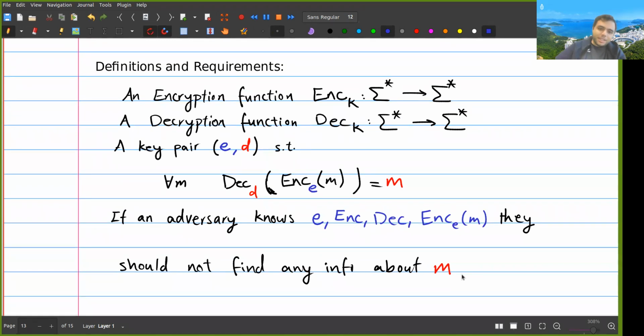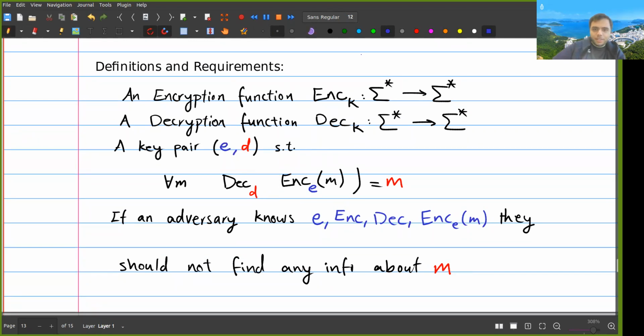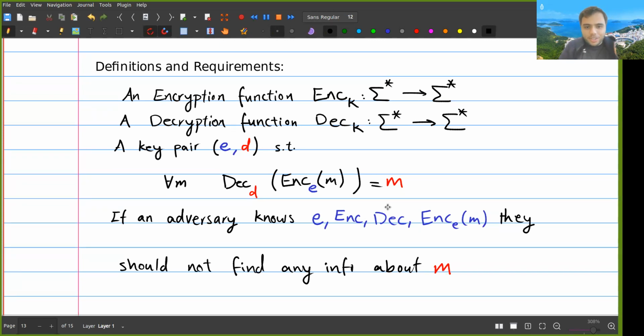Well, we have to actually go on and create specific encryption and decryption functions such that this property holds. But for now, I'm just saying what we wish for. So this is our wish. We want to have something like this so that we can have secure communications. This is just the definitions and the requirements.